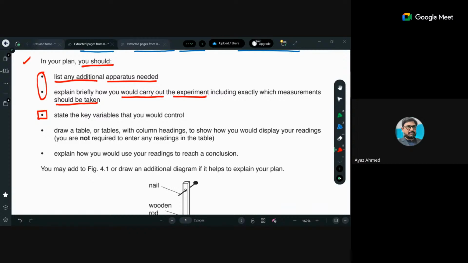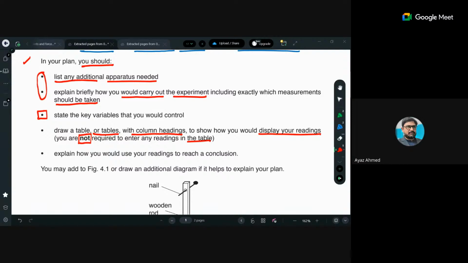Draw a table with column headings to show how you would display your readings. This is important. You are not required to enter any reading in the table. It is not obligatory; if you do it, there is no problem, and if you don't, there is also no problem. You are not required to do that, right? So don't provide any reading in that one. Right, is this all clear?